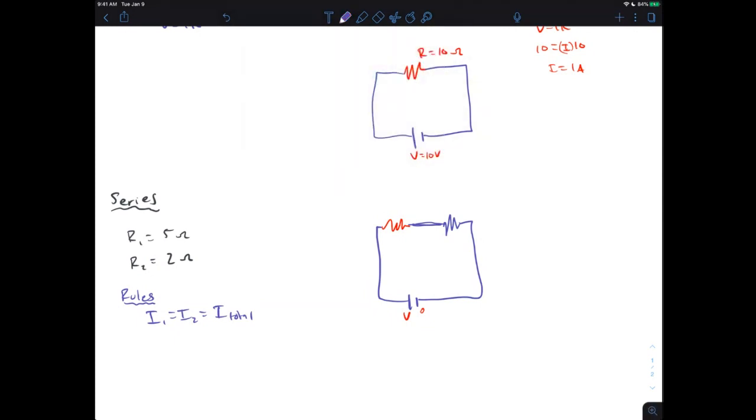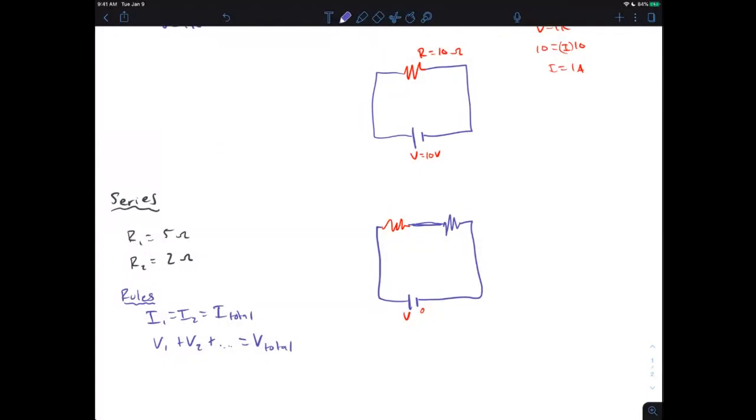So we have another rule right here: whatever potential is dropped by the first one plus the second one, it could be plus the third one, whatever, all of this together will equal my total voltage if I add them all up.